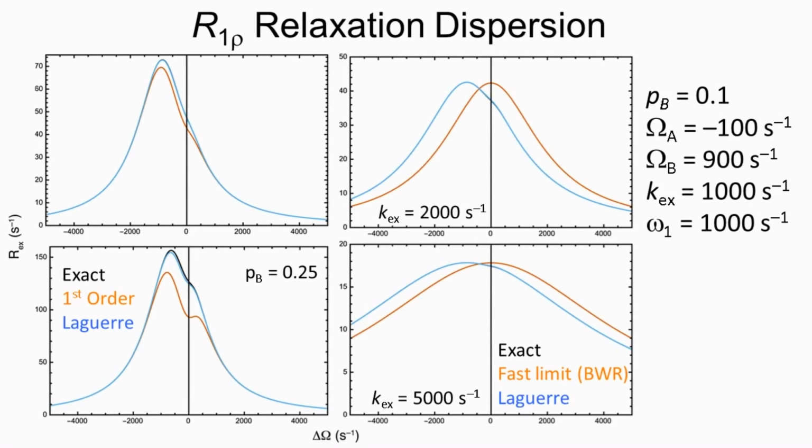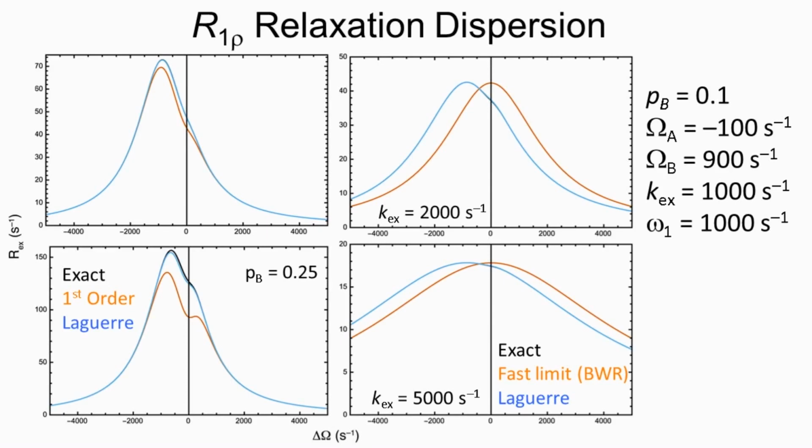On the left-hand side, the system is near coalescence, exchange broadening. KEX is about 1,000, and the frequency difference is about 1,000, and the B1 field is about 1,000. The upper left panel is a site population of 0.1. The lower left panel increases the site population to 0.25. The black curve is an exact numerical calculation from the 6x6 matrix.